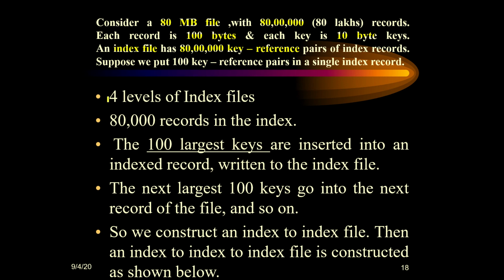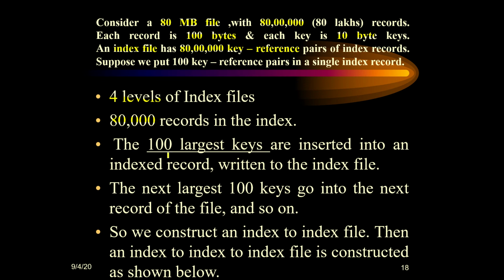Here we mainly introduce 4 levels of indexing. How is it done? For the first index file, we maintain a record which holds data for 100 records, meaning 100 number of records. The first index file's first record will have the key values for 100 records of your data file, so the first index file will have 80,000 records.